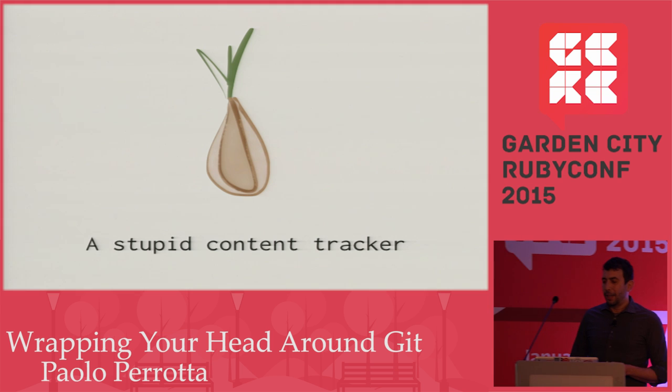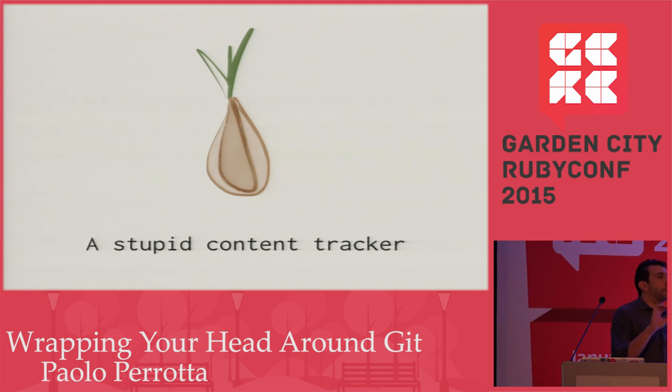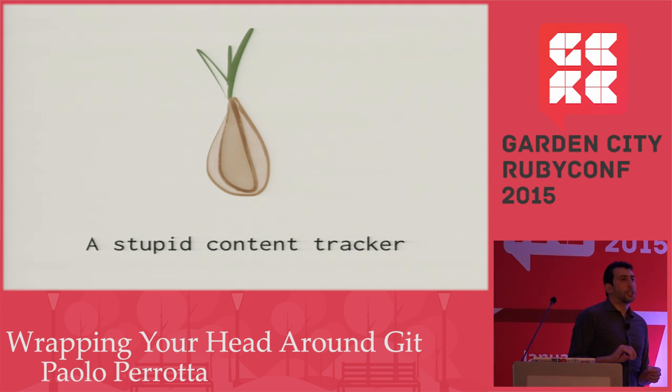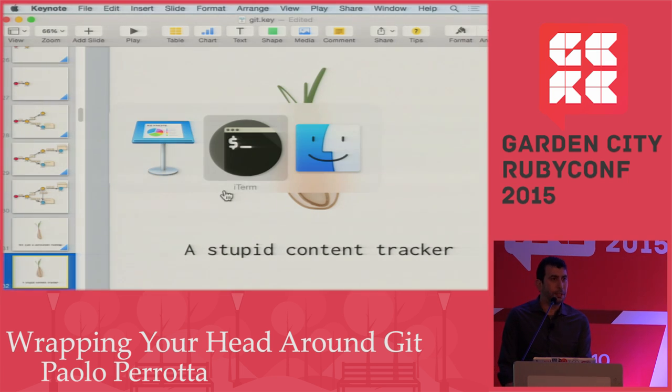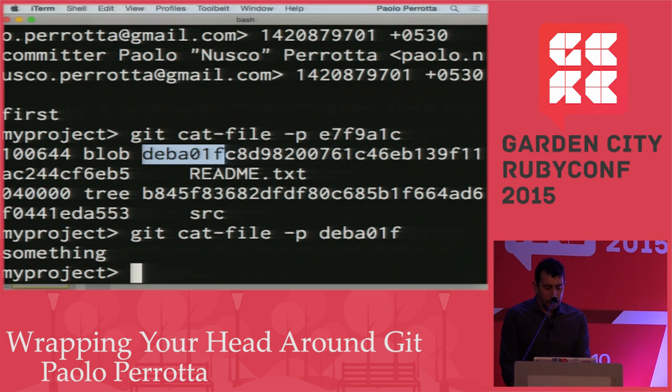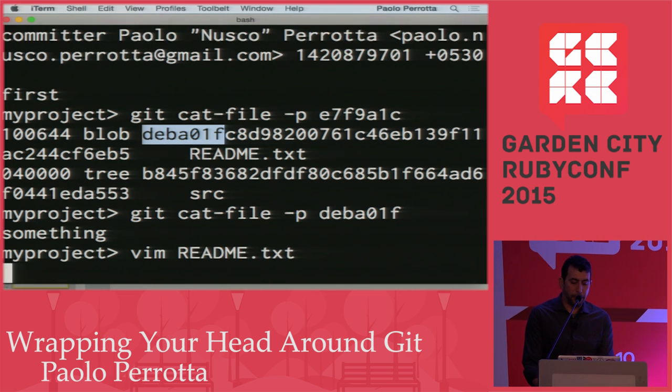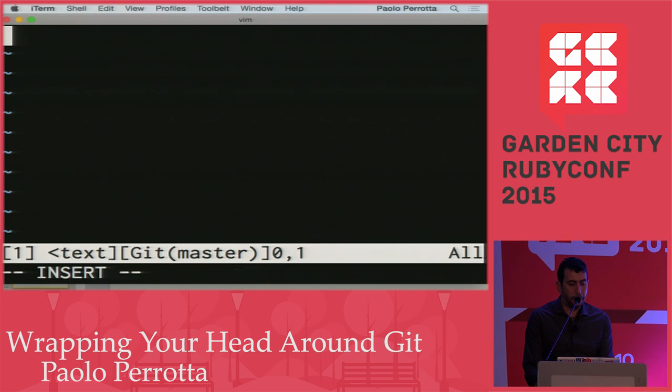Now, one more layer in the onion, versioning. This is going to be brutal, but it starts simple enough. Let's say that I edit the README file, and I write in here my Git project.